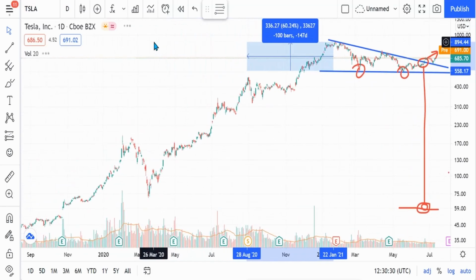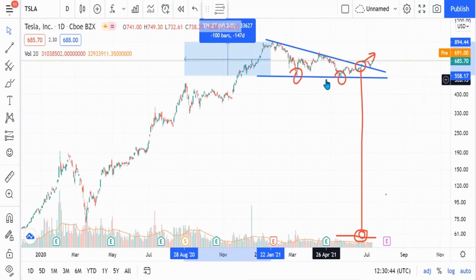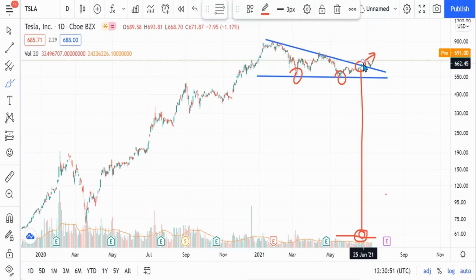Okay, so let me adjust. It moved about $336. From the low base here with the support line, all the way to the top at the resistance line, it moved about $336. Why this is important for us to find out is because when it is breaking out, as we found out here, we can expect the price to move up by the same quantum.